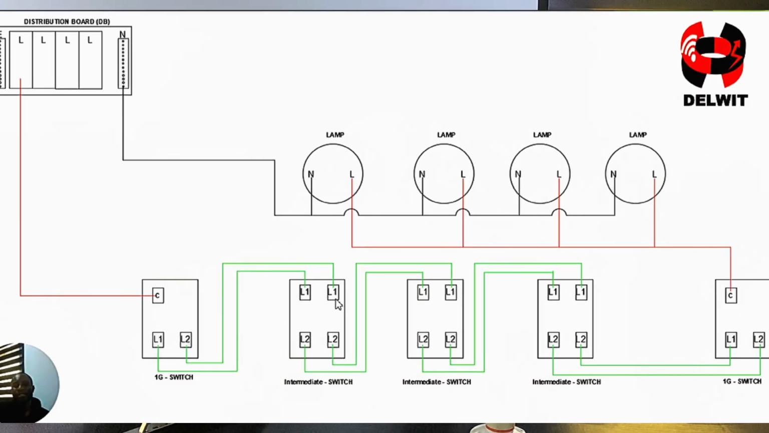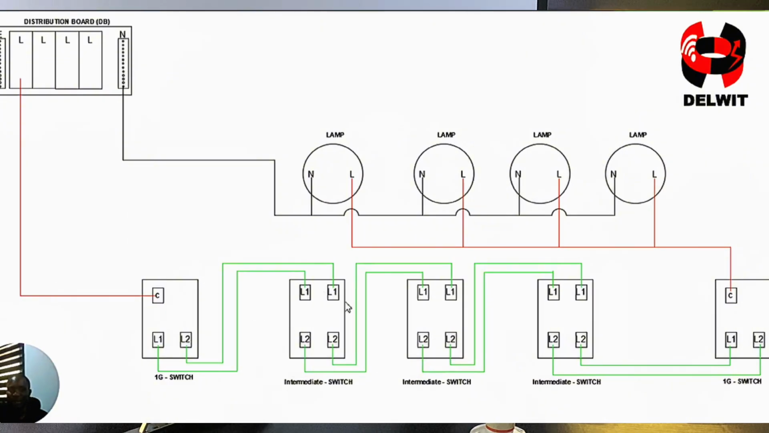Now look at how this intermediate switch is. For this particular intermediate switch, we have L1, L1, L2, L2. Unlike the former one I showed you, it has 1, 2, 3, 4. So what we're going to do now, we're connecting the L1 of the one-gang two-way switch to the first L1 of the intermediate switch. We're connecting the L2 of the one-gang switch to the second L1 on the intermediate switch. Then you are done with the one-gang switch.